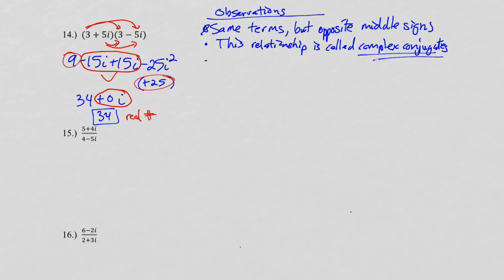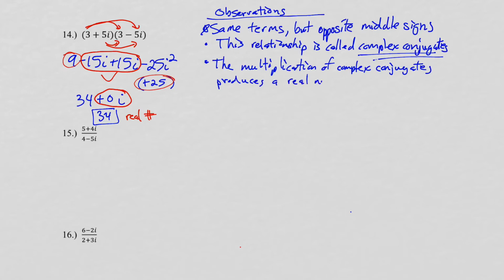So basically, another observation that we just saw is that the multiplication of complex conjugates, as you just saw, produces a real number. In other words, what I mean by real number is that the i term is eliminated.